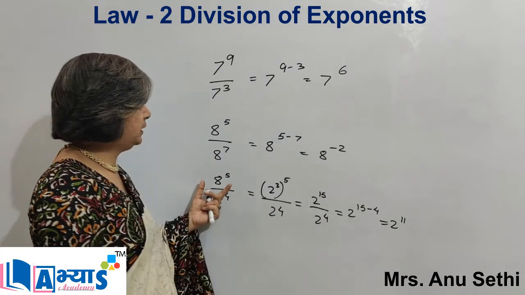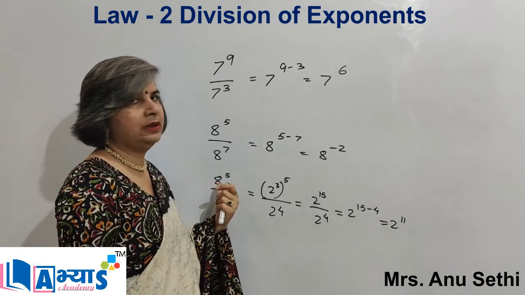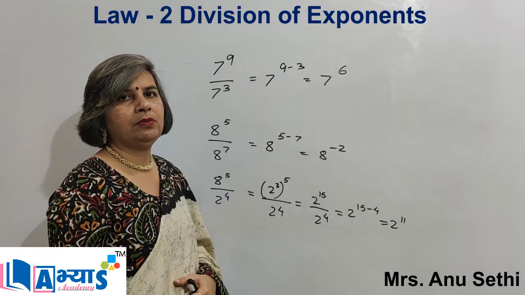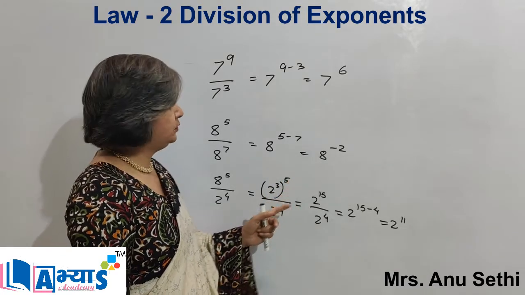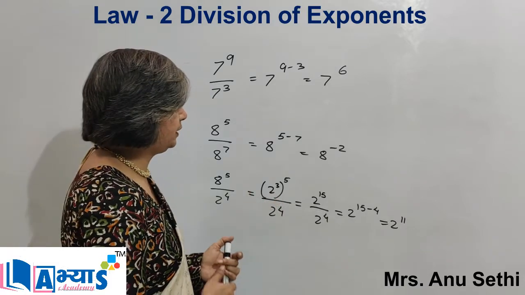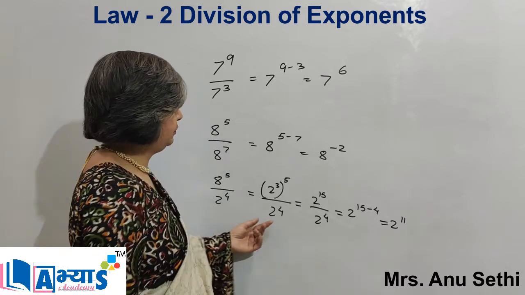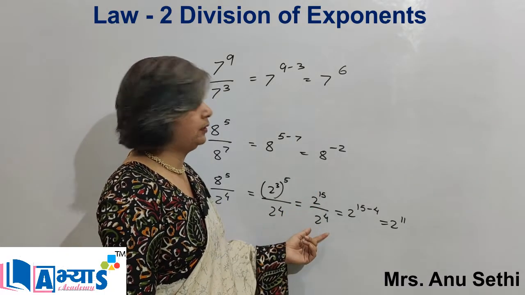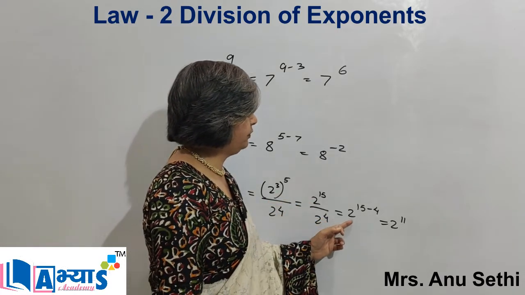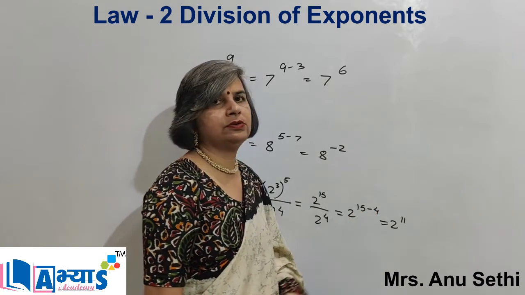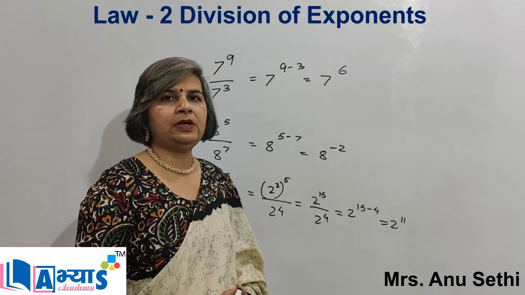But in the third case, we didn't have the bases the same. So we first tried to make the bases the same. For this, we'll express 8 as 2 raised to power 3, because 8 means 2 into 2 into 2, which is further raised to power 5. When we open this bracket, we multiply the powers. 3 into 5 will be 15. And in the denominator, we'll have 2 raised to power 4. So it was 2 raised to power 15 upon 2 raised to power 4. Now the bases were the same, so we applied the law. So we got 2 raised to power 15 minus 4, that is 2 raised to power 11. This is how we perform division in the case of exponents when the bases are the same and the powers are different.